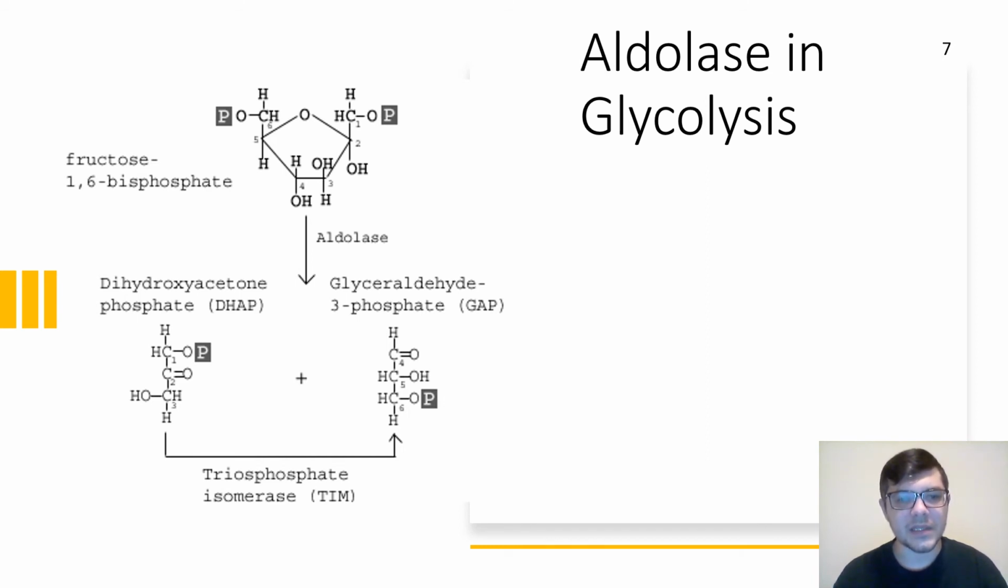So these are essentially the same molecules in that they have the same amount of carbons and things like that. However, in order for the reaction to continue on for one of those, you have to have your triose phosphate isomerase. So you need to change the isomer into something that can work with the reaction.